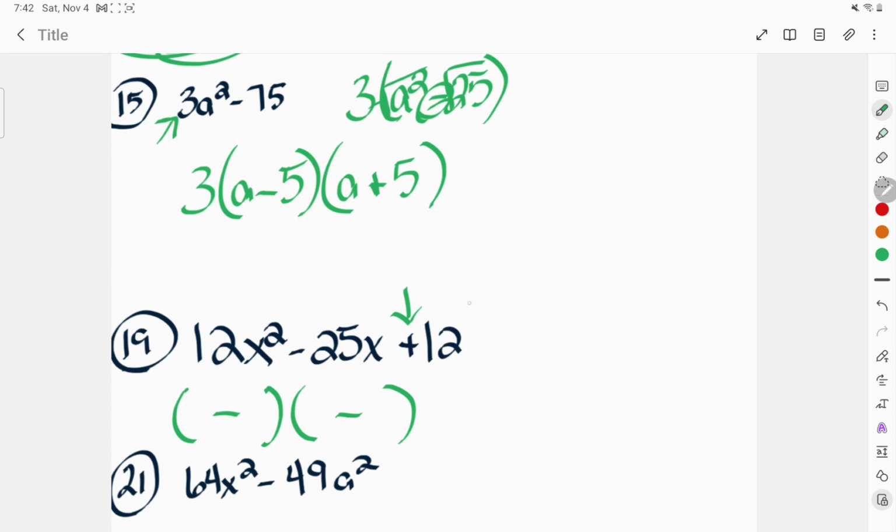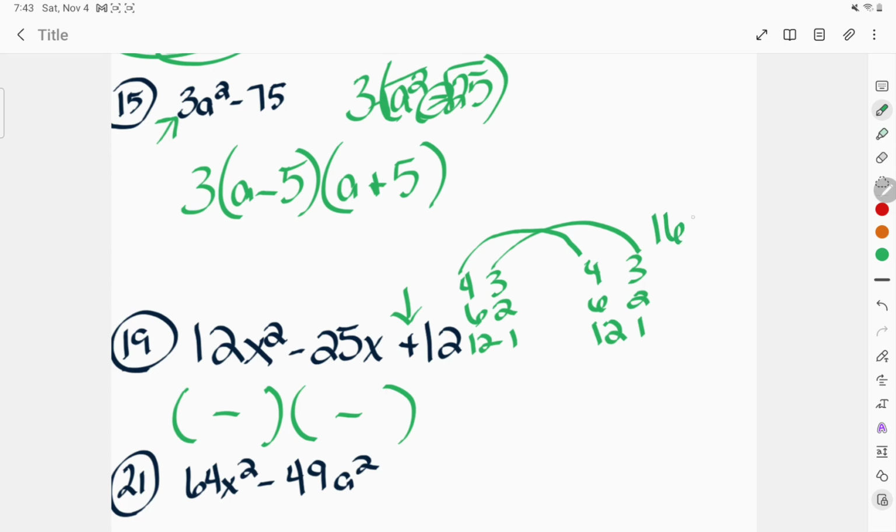So factors of 12 are 4 and 3, 6 and 2, 12 and 1. Okay, so what we're going to do is work out all of these to see which ones, when added together, are going to give you 25. All right, so you can do 4 times 4 is 16, and 3 times 3 is 9. So you get 16 and 9, and when you add those together, you get 25.